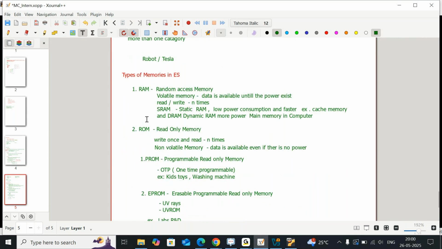So apart from ROM and RAM, which are the main categories, we have another category, hybrid memory. Can you guess what hybrid memory is?